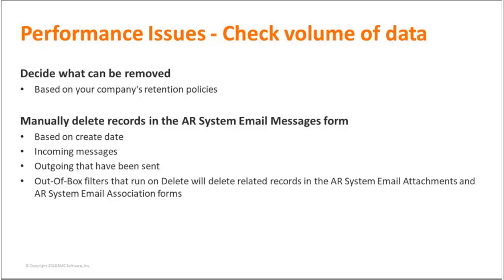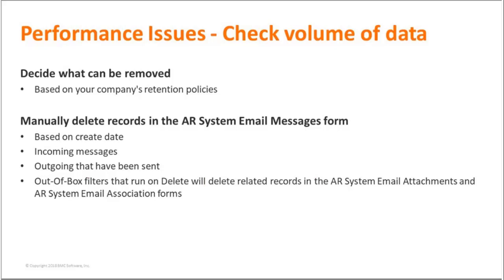Once you decide what can be removed, you can manually delete the records from the AR system email messages form. What you might want to do is start with performing a query based on create date. For example, look at all the records that are over 5 years old based on create date. You can delete all the incoming messages at that point and delete the outgoing messages that have been sent. Now, if it's 5 years, you can probably delete all the outgoing messages, even the ones that haven't been sent, because they're probably of no use at this point.